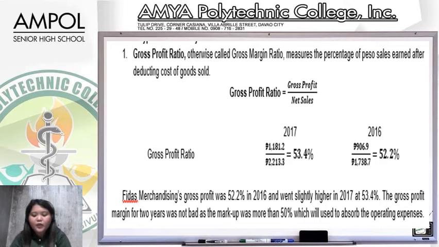For the merchandising company, gross profit was 52.2% in 2016 and went slightly higher in 2017 at 53.4%. The gross profit margin for the two years was not bad, as the markup was more than 50%, which will be used to absorb the operating expenses.